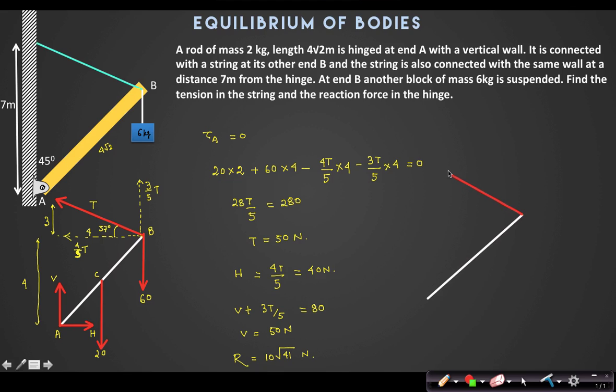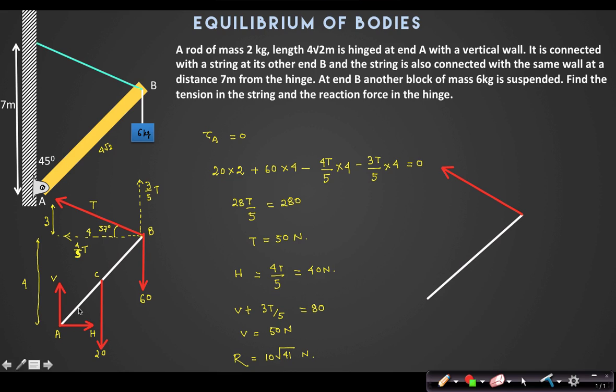If this is the tension force, can you tell me, if I want to get an equivalent force of 20 and 60, that is 80 Newton, from which point this 80 Newton force will pass?